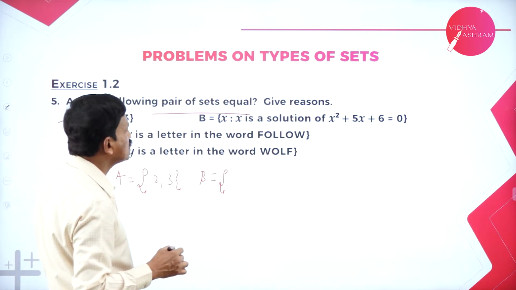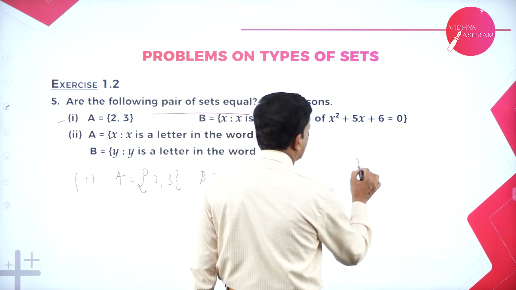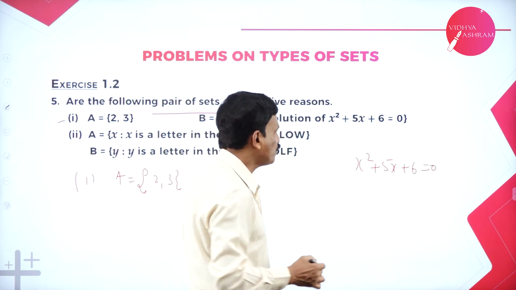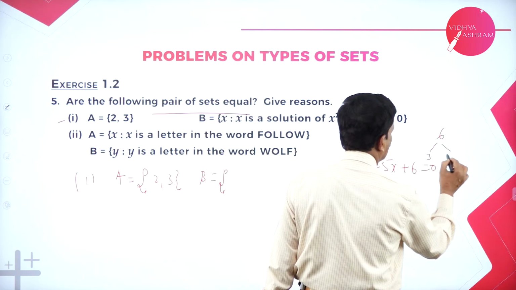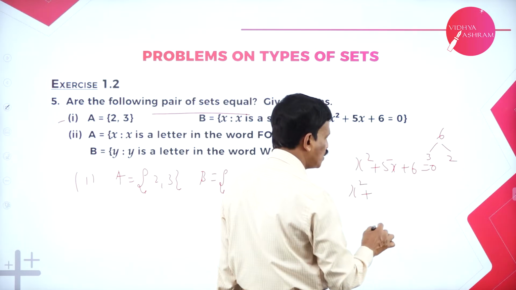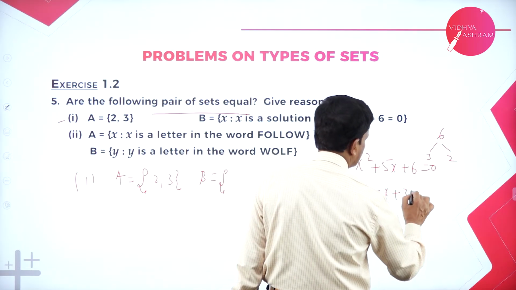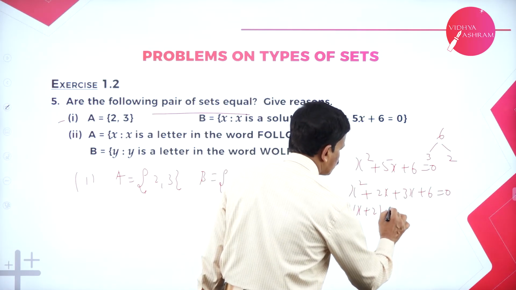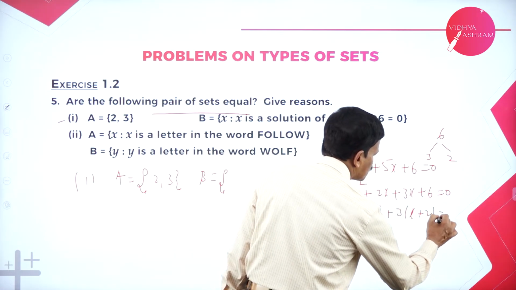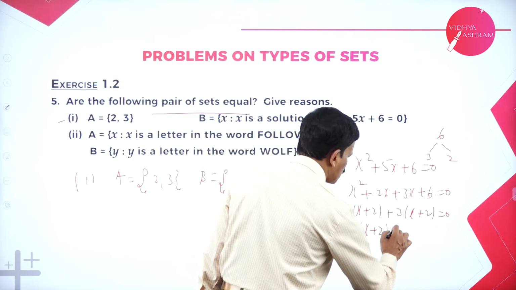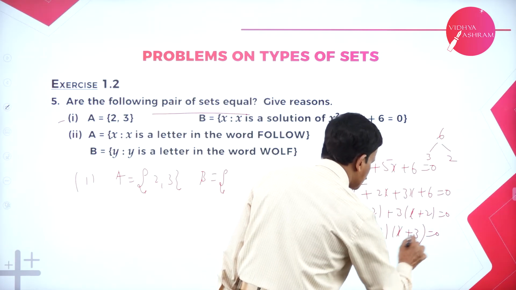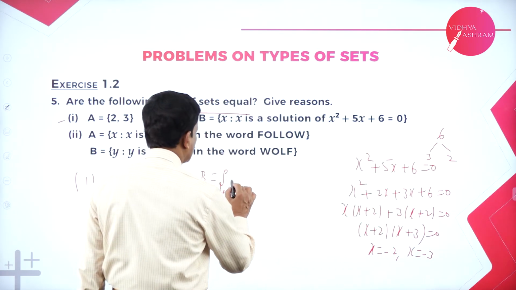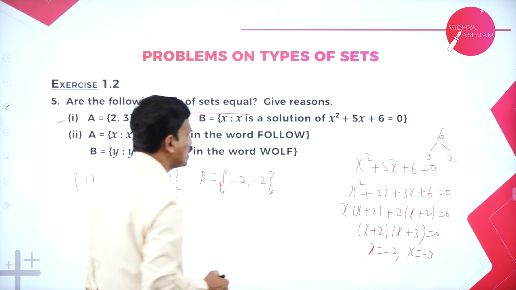X such that X is a solution of, now this is a quadratic equation. Let us solve x square plus 5x plus 6 is equal to 0. The factors of 6 are nothing but 3 and 2. So this can be written as x square plus 2x plus 3x plus 6 is equal to 0. Here you can take x as common factor, x plus 2. Here 3 as common factor, x plus 2 is equal to 0. The factors are x plus 2 into x plus 3 is equal to 0. Therefore, x is equal to minus 2 and x is equal to minus 3. So here B contains minus 3 and minus 2.